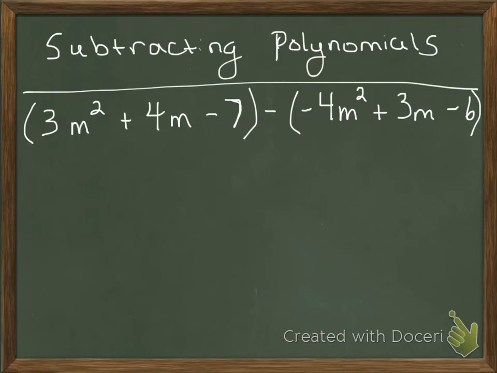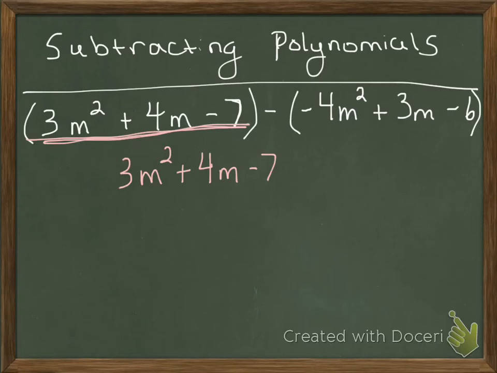Now subtracting polynomials is more difficult, but we're going to start it the same way. We're going to set them up one on top of the other. So 3m squared plus 4m minus 7. Now remember, you have to put the first one in front for subtracting because we're subtracting 3m squared plus 4m minus 7, subtracting negative 4m squared plus 3m minus 6. So I'm going to go ahead and line up my negative 4m squared, my plus 3m, and then I've got this minus 6 that's going to go here.